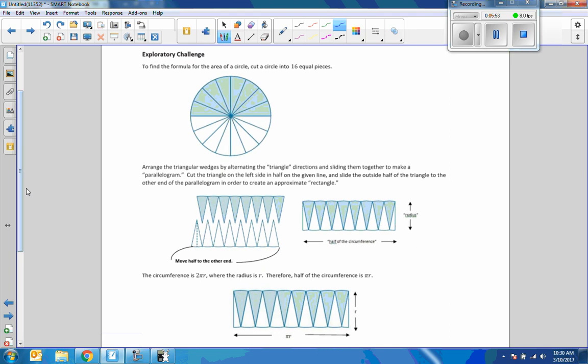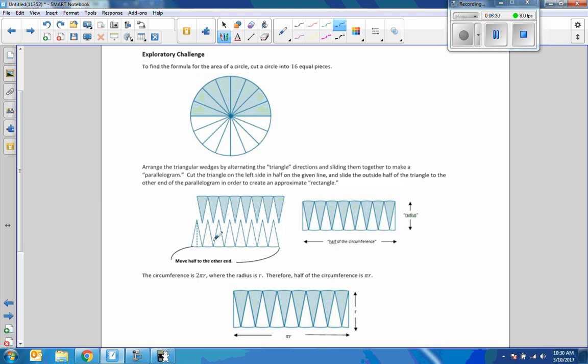Exploratory challenge. This is a really neat way to think about a circle. What they're saying is to find the formula for the area of a circle, you cut a circle into 16 equal pieces. So this is 8 shaded and 8 not shaded, forming a circle. It's like a pie being cut into pieces. And what they are doing now is cutting them out and laying them next to each other. So this is an approximate straight edge, even though they are slightly arched. They're arcs. It's close to being a straight edge.